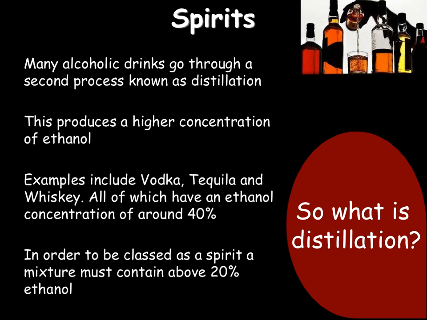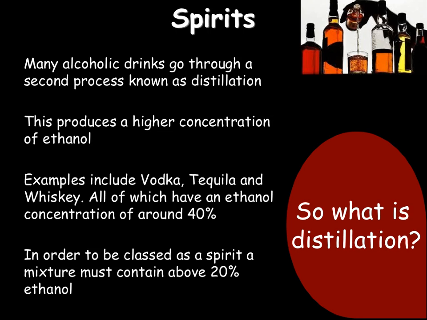Spirits, on the other hand, are a type of alcoholic drink that contains above 20% ethanol. The problem with this is that fermentation will only get you a concentration of 15 to 18% tops. This is because the ethanol is poisonous to the yeast. In order to get a concentration above this, such as what we find in vodka, tequila and whiskey, which have an ethanol concentration of around 40%, the drink must go through a second process known as distillation.